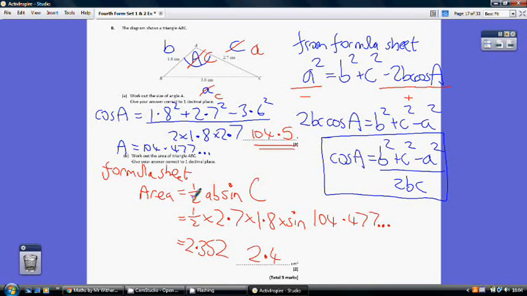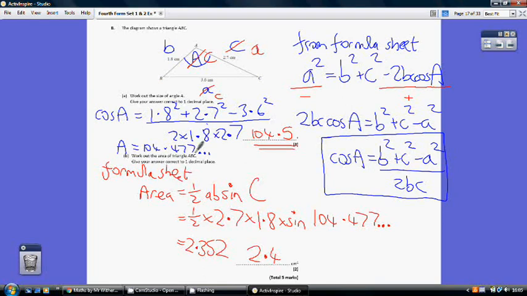So rather than change the formula around, which you can do, but I prefer just to annotate my diagram to tie in with the formula. So I'm now going to make C be the angle. So that's why I've got the capital C up there. So this 3.6 has now become my little c, and my 2.7 has turned from being the little c to the little a.